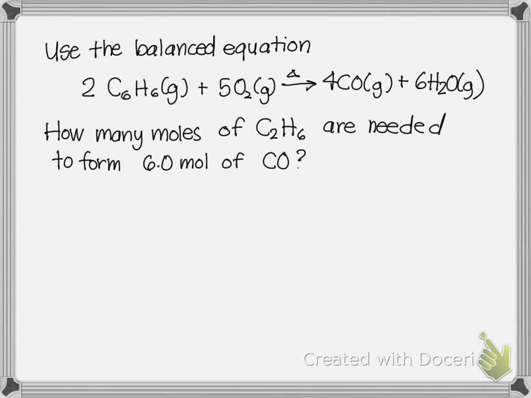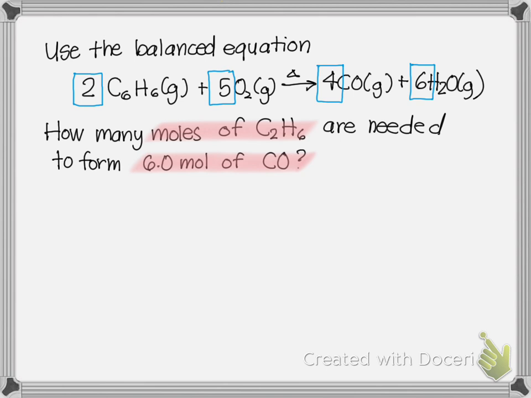So the cool thing about balanced chemical equations is these coefficients tell us what's called a mole ratio. So they relate the number of moles for each substance. So when they ask us in the problem how many moles of C2H6 are needed to form 6 moles of CO, we can find both of these substances in the chemical equation above.